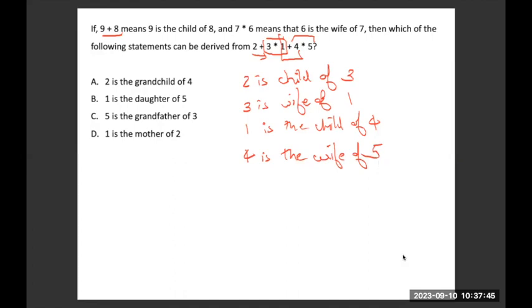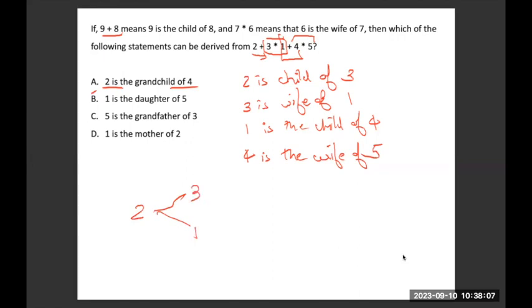Now, if I follow from A to B, 2 is the grandchild of 4. 2 and 4, okay? This and this. 2 is the child of 3. 3 is the wife of 1, which means 2 is the child of 3 and 1.